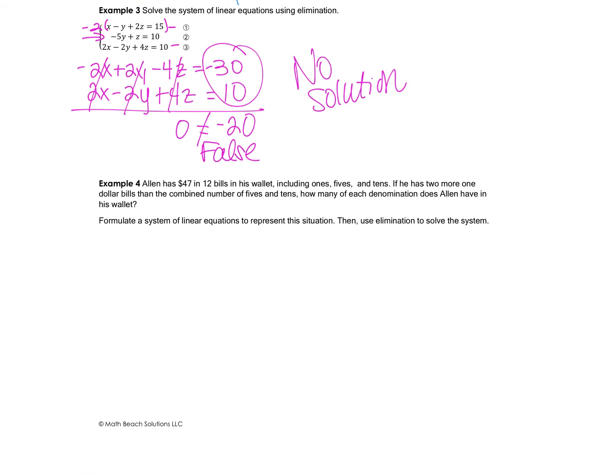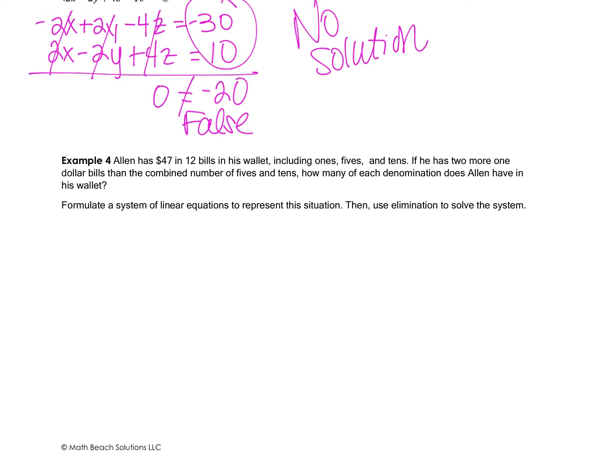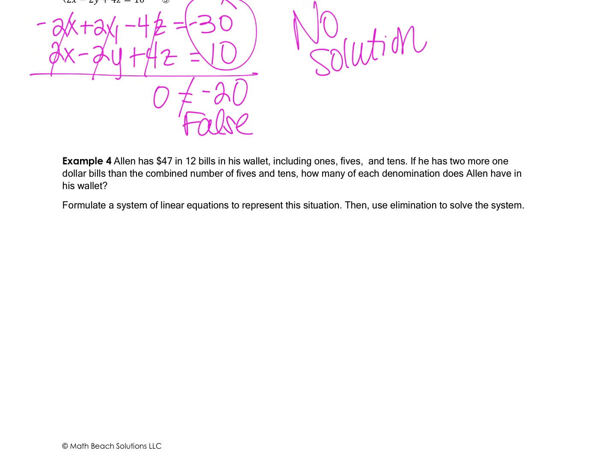All right, the last one, we're given a word problem. We're going to actually have to come up with our system of equations ourselves, and then we can use elimination, because that's what it tells us to use. So Alan has $47 in 12 bills in his wallet. It includes ones, 5s, and 10s. He has 2 more $1 bills than the combined number of 5s and 10s. How many of each denomination does Alan have in his wallet?